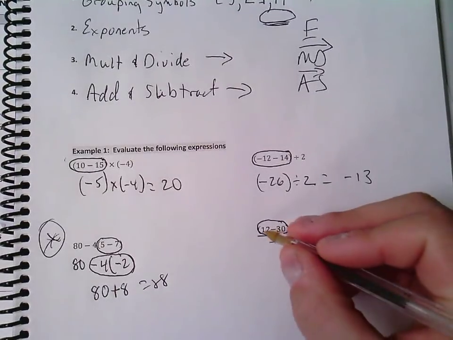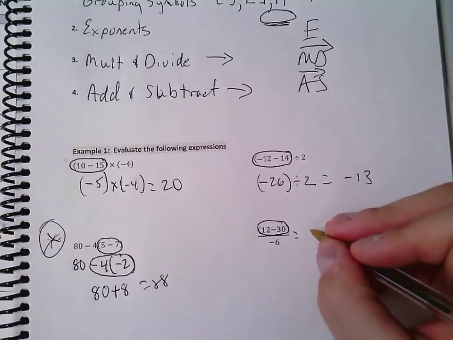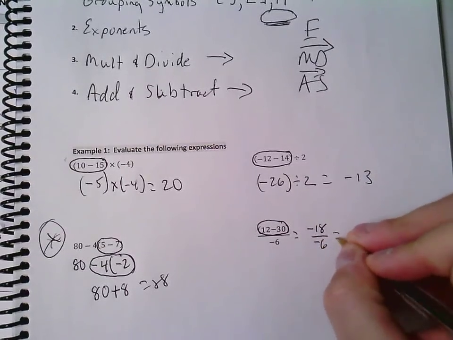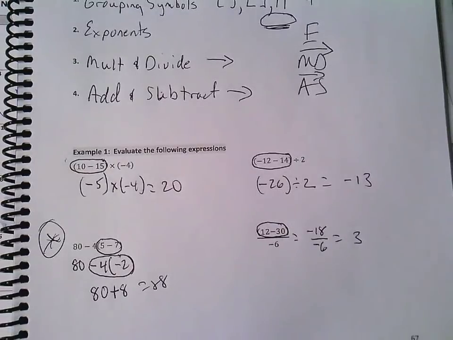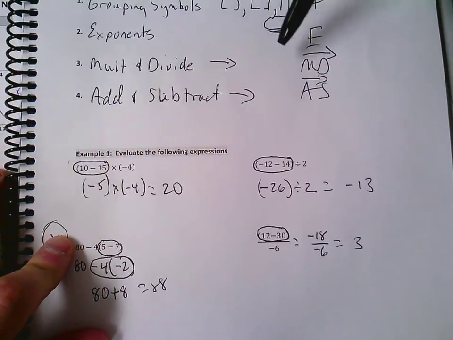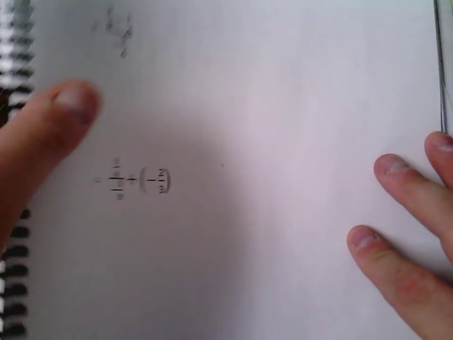So we take 12 minus 30, negative 18, over negative 6, and a negative divided by a negative is a positive. Right. So that's how it works with integers. And you notice I went through all these and I didn't use a calculator. All right, so moving on to example number 2.